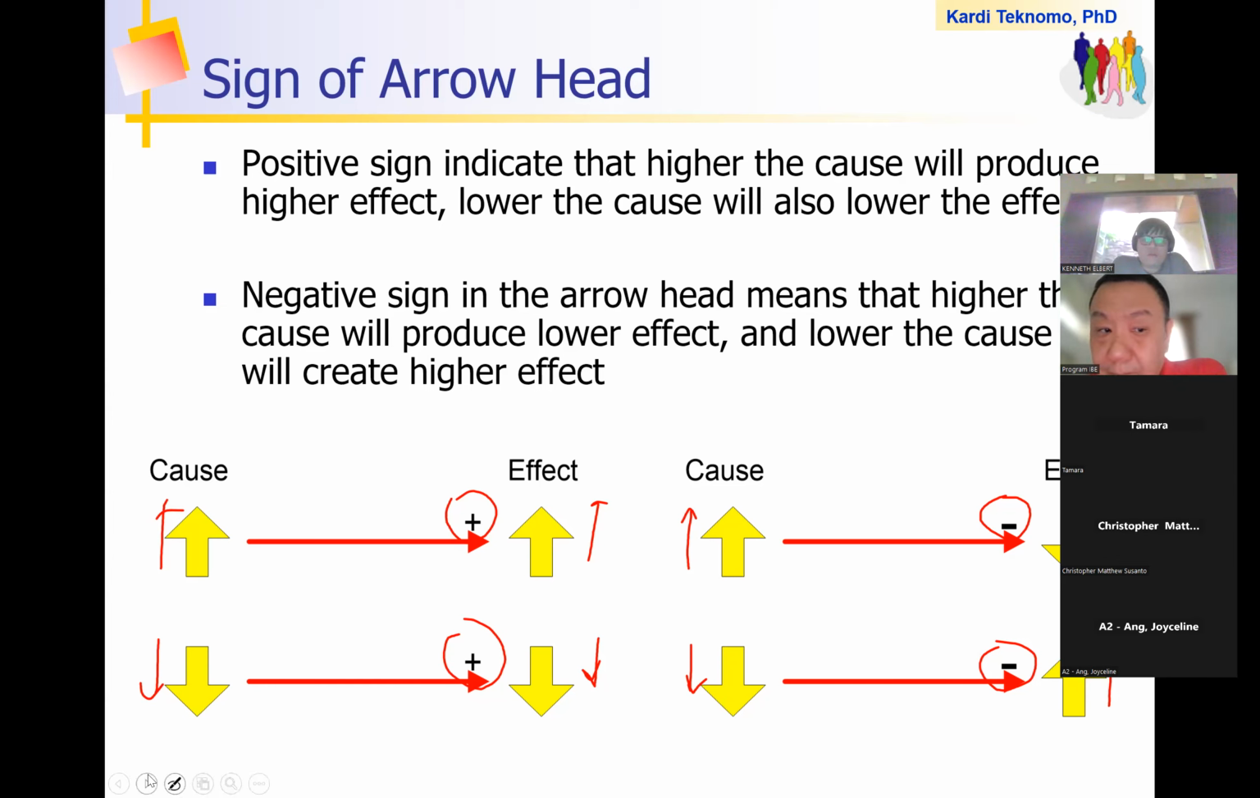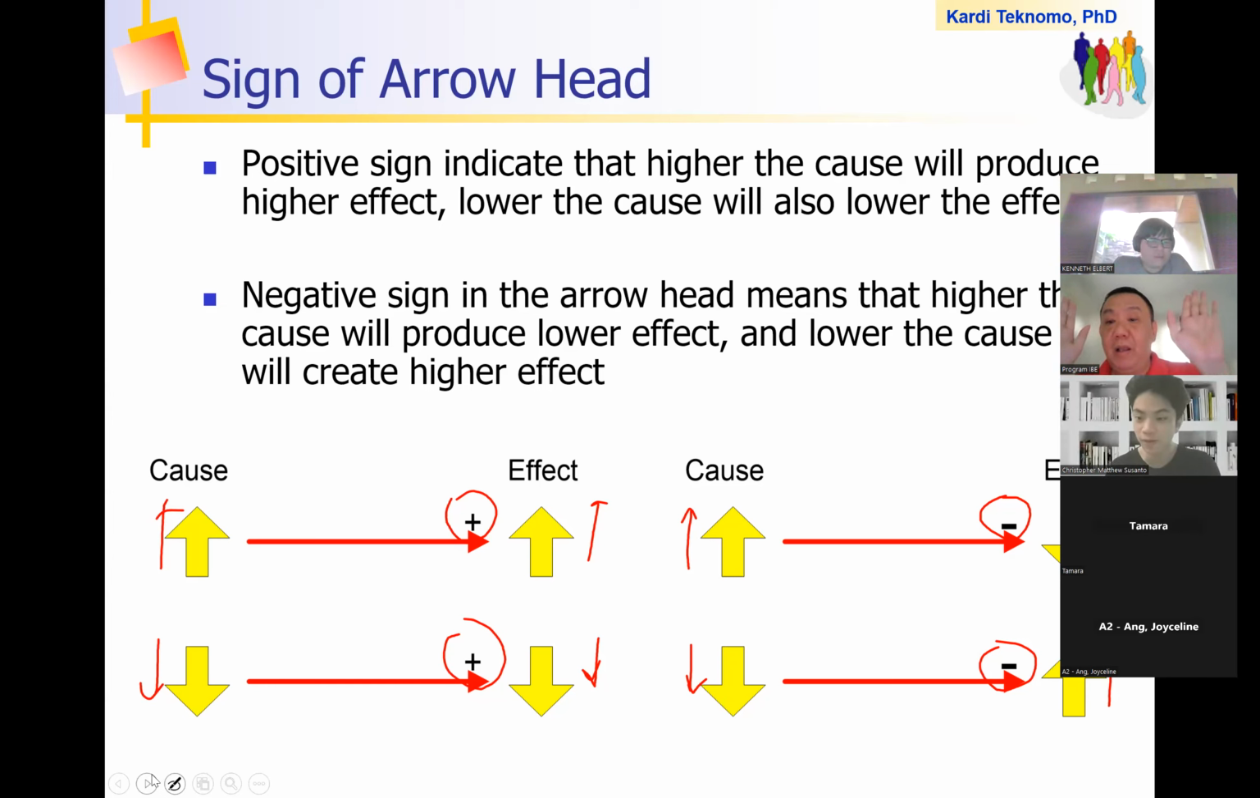So if it's positive effect, then it's up, up, or down, down, same direction, then it becomes positive. If the reverse effect, up, down, or down, up, is negative. Is it clear or not? Okay, clear.